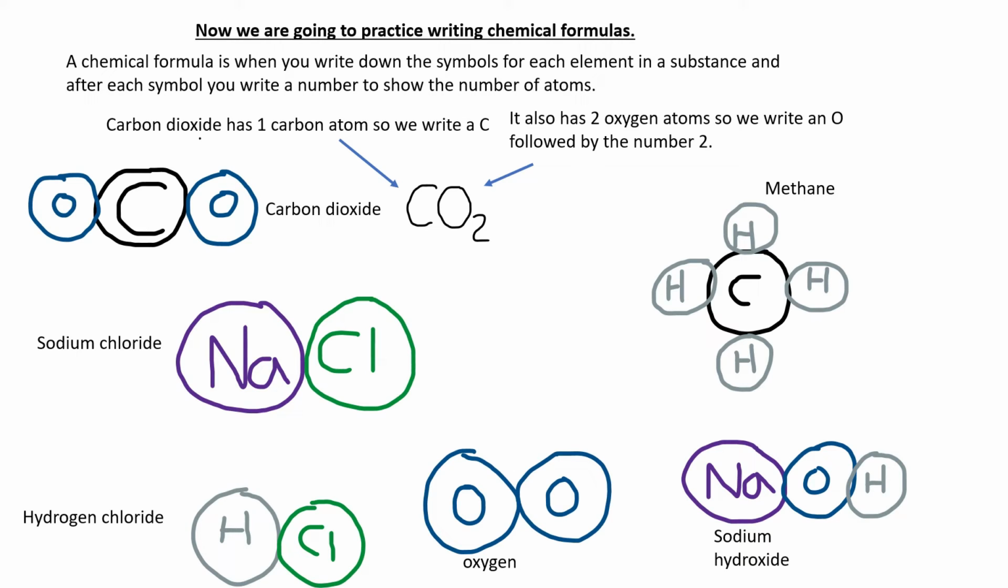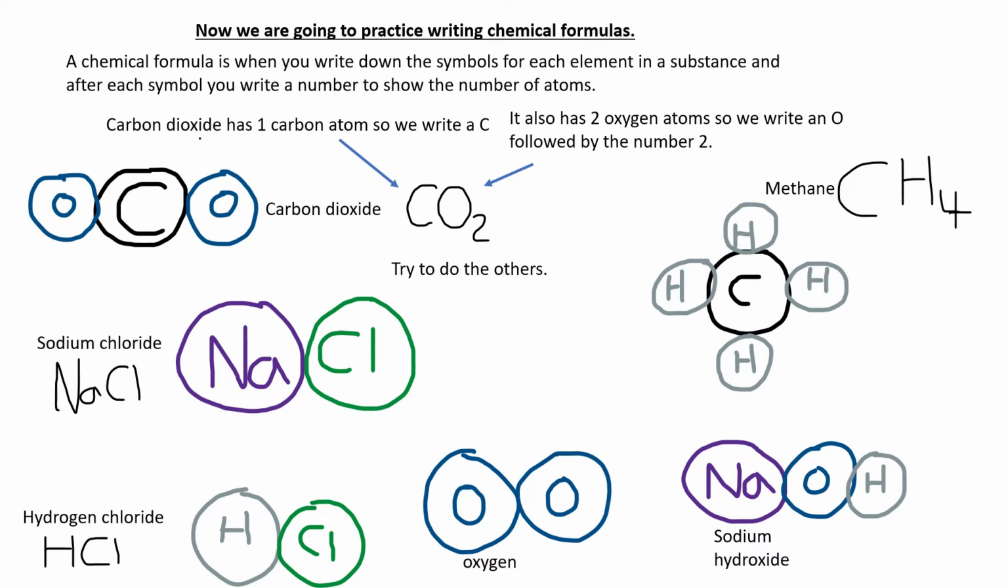Let's try the others. We have methane, one carbon, hydrogen with a 4 after it to show there are 4 hydrogens. Sodium chloride, one of each. Hydrogen chloride, one of each. Notice when there is only one atom of an element, we don't need to write the number 1. It is assumed that there is only one.